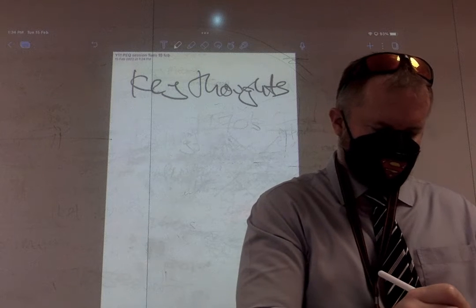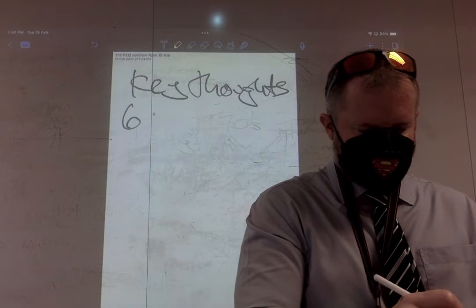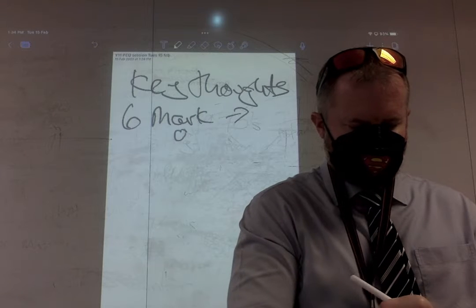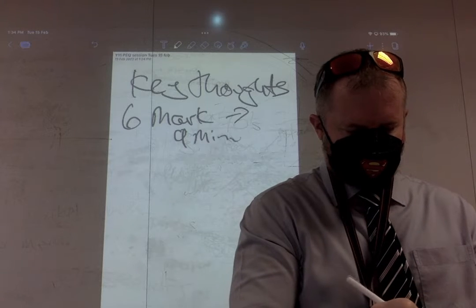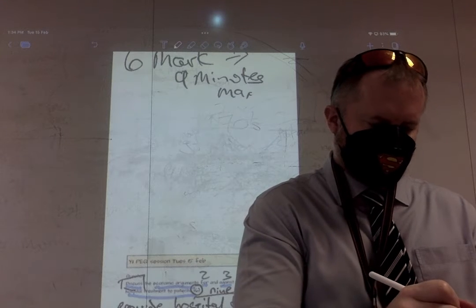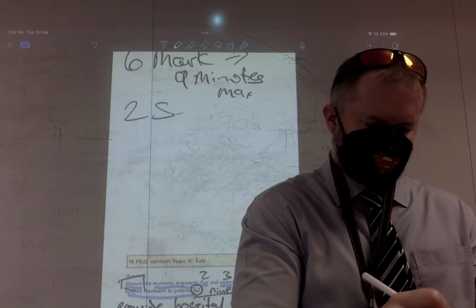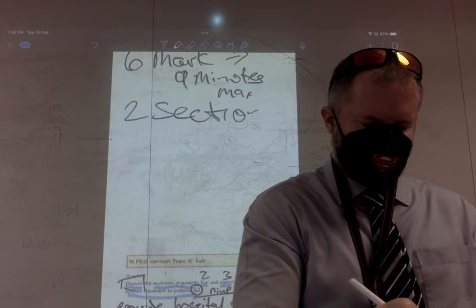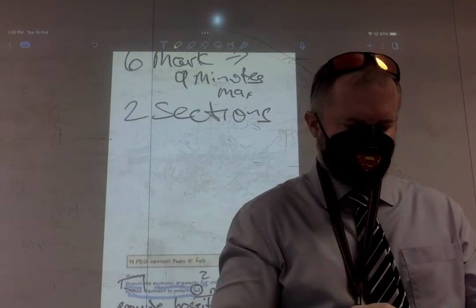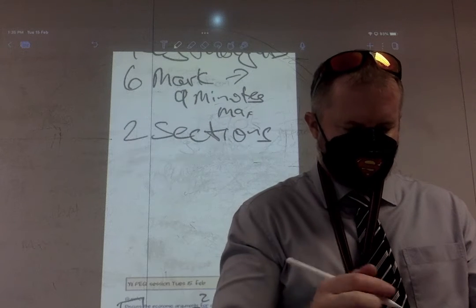All right, you've got basically 6-mark questions. All right, we've got 9 minutes max. And you need to, more often than not, have 2 sections within the answers, either a for and against or a whether or not sort of scenario. Most often they have that.